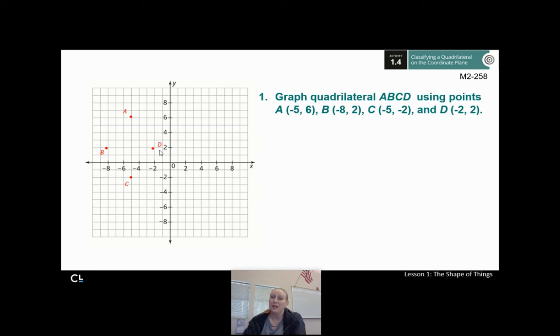We do need to connect the dots, right? We got to connect it up. So A, B, C, D, and back around to A again. Beautiful. We have 4 sides. Now, oftentimes we like to glance at things and go, that's what that is, but we're going to prove it, all right? We're going to prove the quadrilateral is what we think it is.